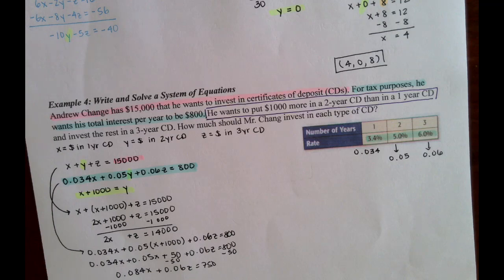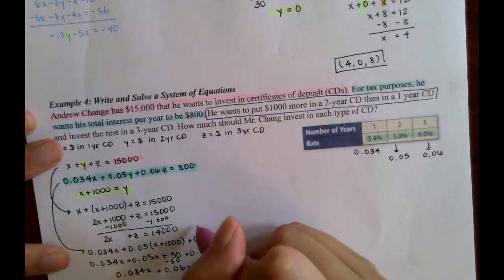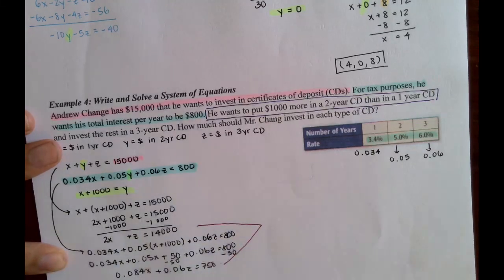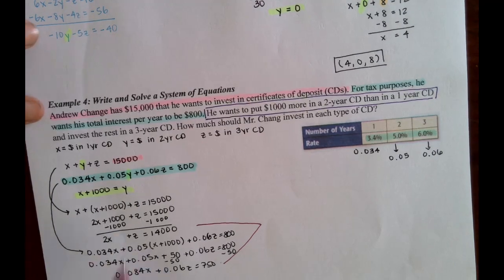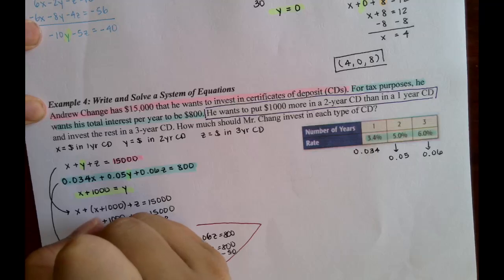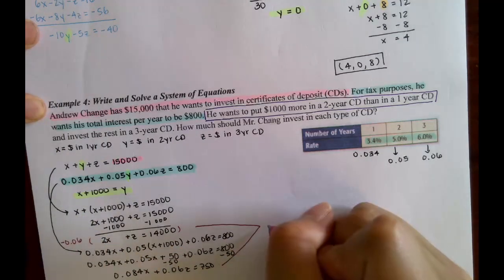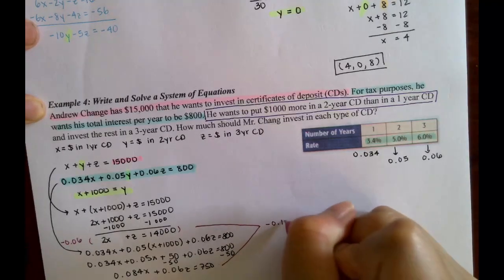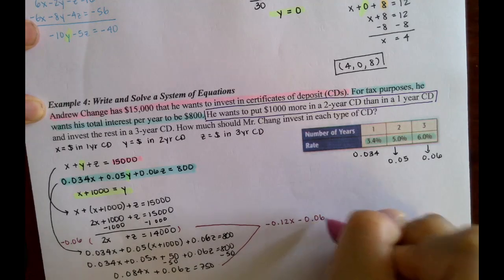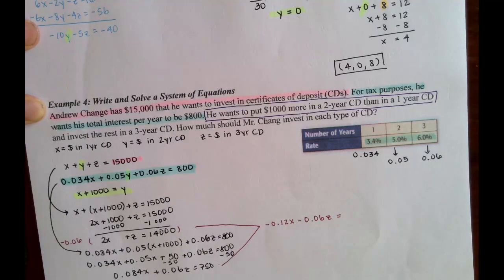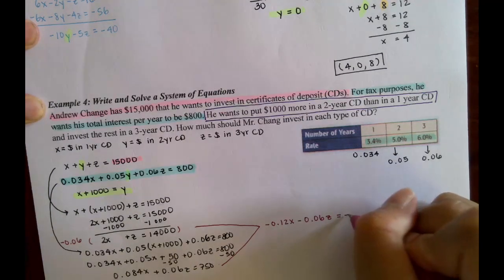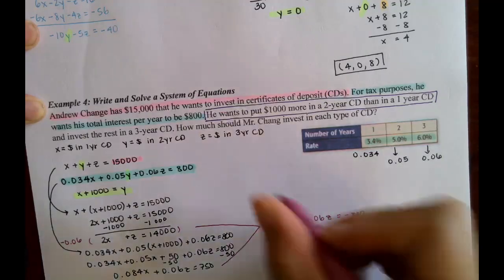So I'm going to use these two, this one here and this one here, to do my next step. I'm going to get rid of the z's. Since this one is 0.06, I want this to be negative 0.06. So this will become negative 0.12x minus 0.06z equals negative 840. This one can stay the same.